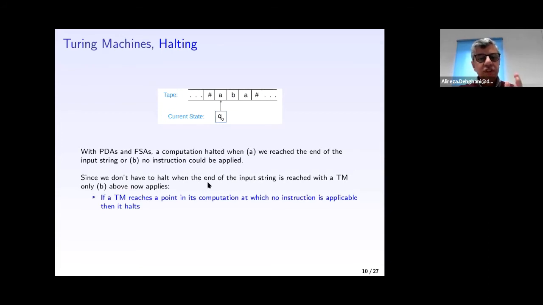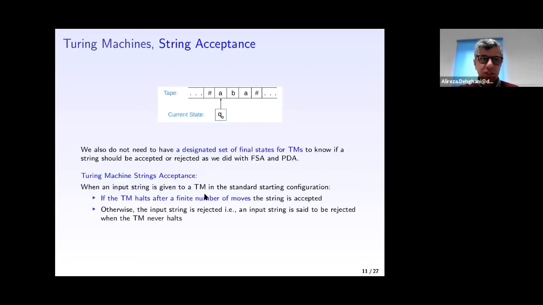So in a Turing machine, the only option is that the computation is halted when no instruction can be applied. If a Turing machine reaches a point in its computation at which no instruction is applicable, then the machine stops computation and it halts, right? So that's another difference. We also do not need to have a designated set of final states for a Turing machine to know if a string should be accepted or rejected. So we don't have any final state.